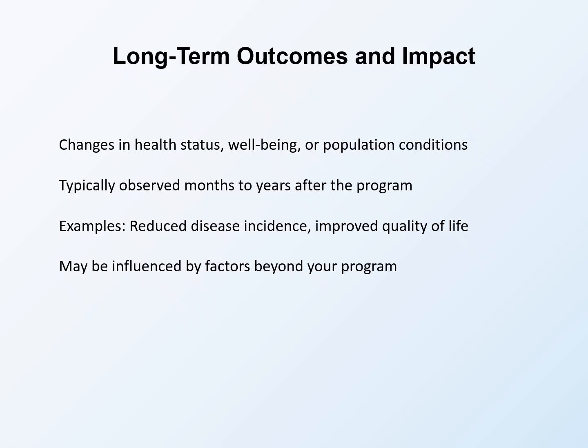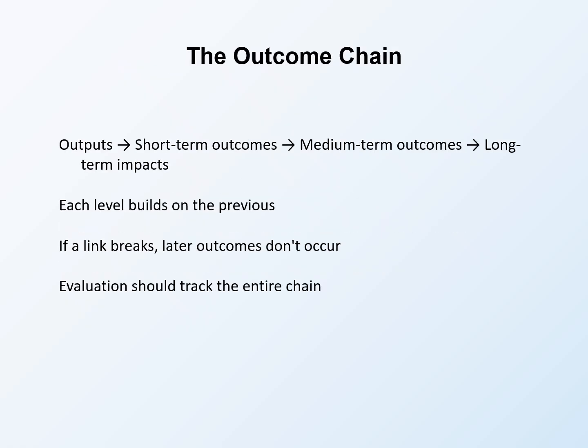We can show plausible contribution. If our theory of change is sound, and if short and medium-term outcomes are achieved, long-term impacts should follow. But proving that impact came specifically from our program rather than other concurrent changes is challenging. Visualize outcomes as a chain.